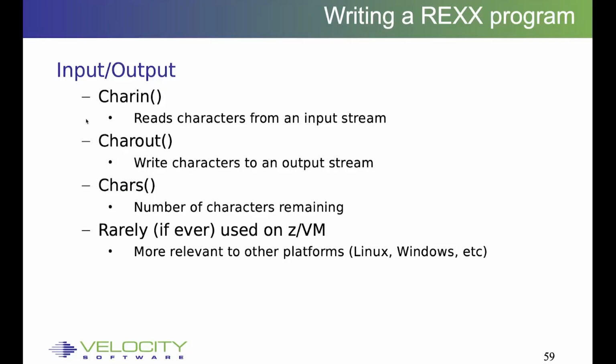There are also other input-output functions, charin, charout, and the chars function. Also rarely used on VM, because VM is not really a character-based stream kind of platform. It's more record-based. So this is more relevant to Windows and Linux.